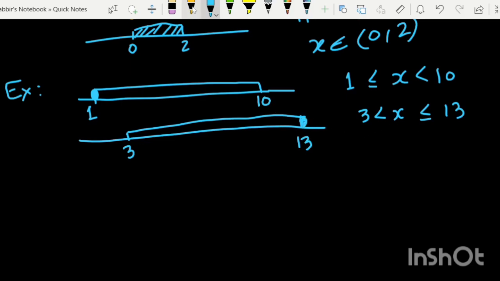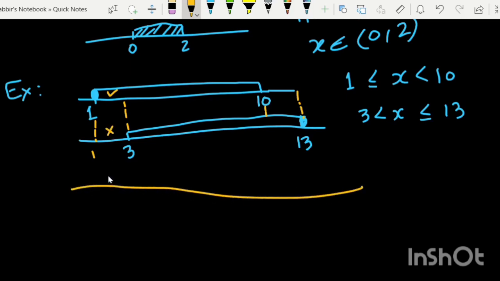After doing this, we will draw perpendiculars. Now from 1 I will draw a perpendicular like this. From 3 I will draw a perpendicular. 10 I will draw a perpendicular. 13 I will draw a perpendicular. Now you see here there is a solution from 1 to 3, but there is no x satisfying 1 to 3 here. So in the final solution there won't be any solution between 1 and 3.